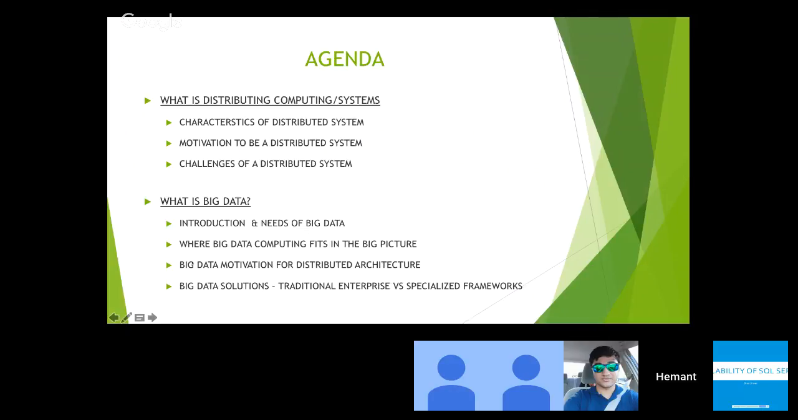And then we'll see the big data motivation for its distribution architecture, and what kind of solutions we have when big data needs to apply its solution, whether we go with a traditional enterprise solution or some specialized framework.